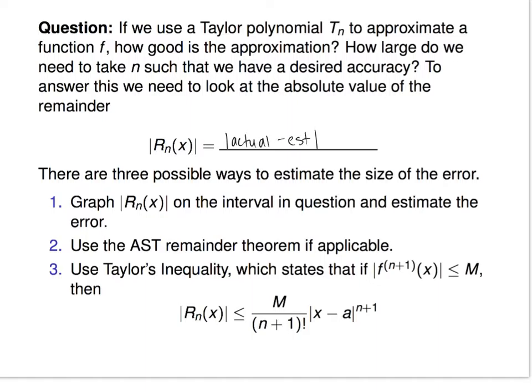Actual minus estimate. Okay, so we're using a Taylor polynomial to approximate a function f. How good is this approximation? So in this case, instead of actually having numbers, we're comparing a function. That's the actual thing, right? What is the thing we're using to estimate this? The Taylor polynomial, which is the Tn.